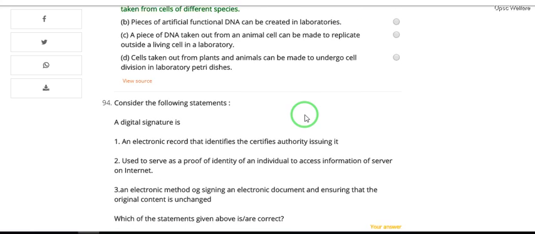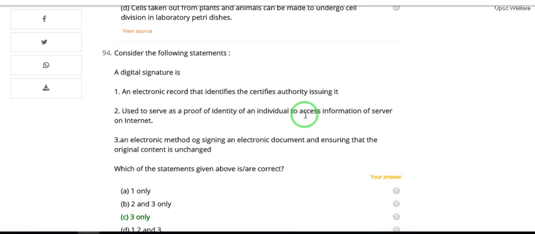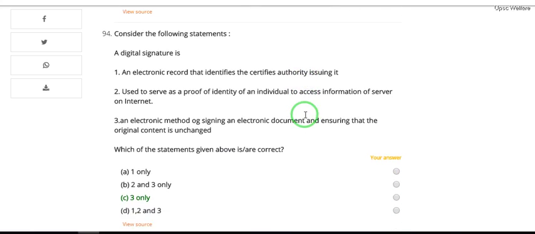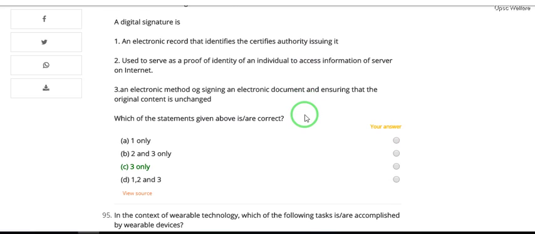A will be the answer. Question 94, digital signature, what is important? Of course, we will go with 3 only, because if we see the third option, it is an electronic method of signing an electronic document and ensuring that the original content is unchanged. That cannot be changed, so that's why, of course, electronic signature.